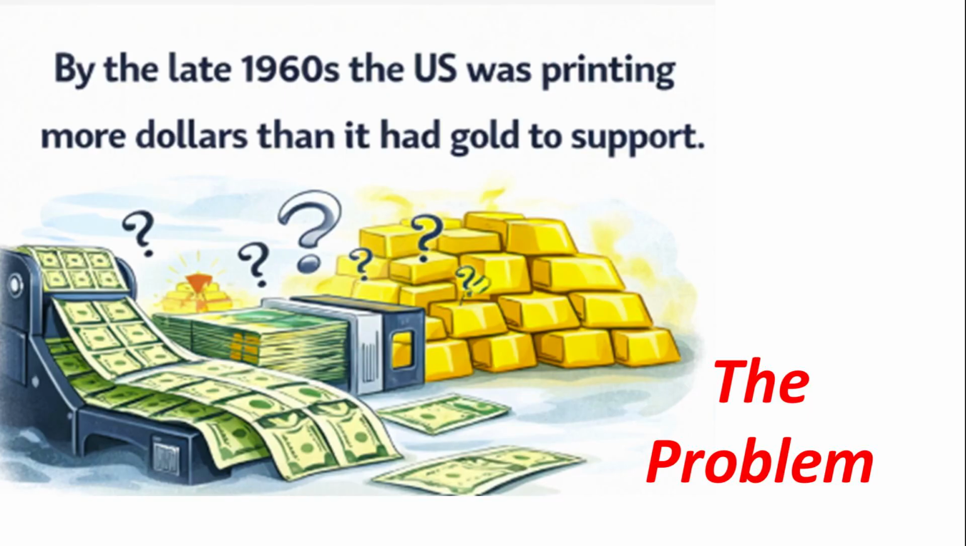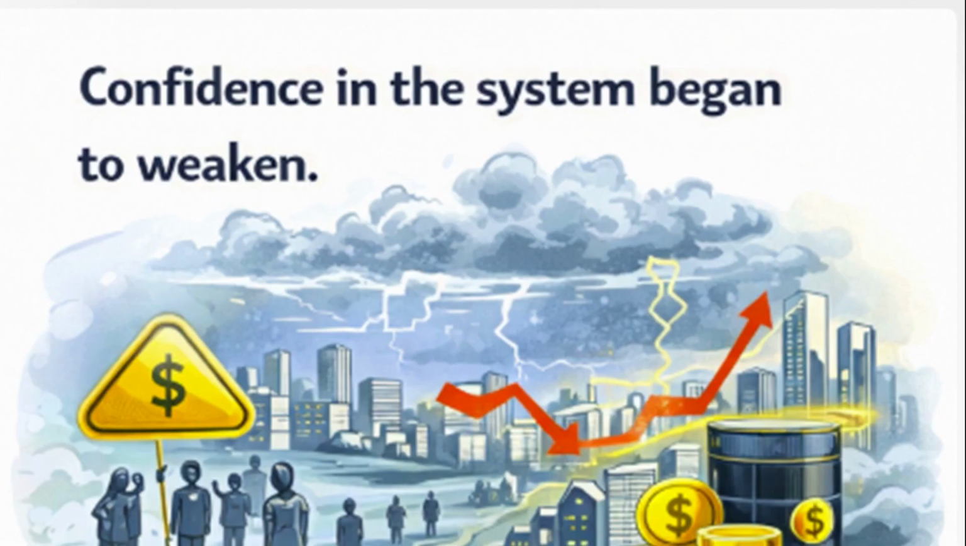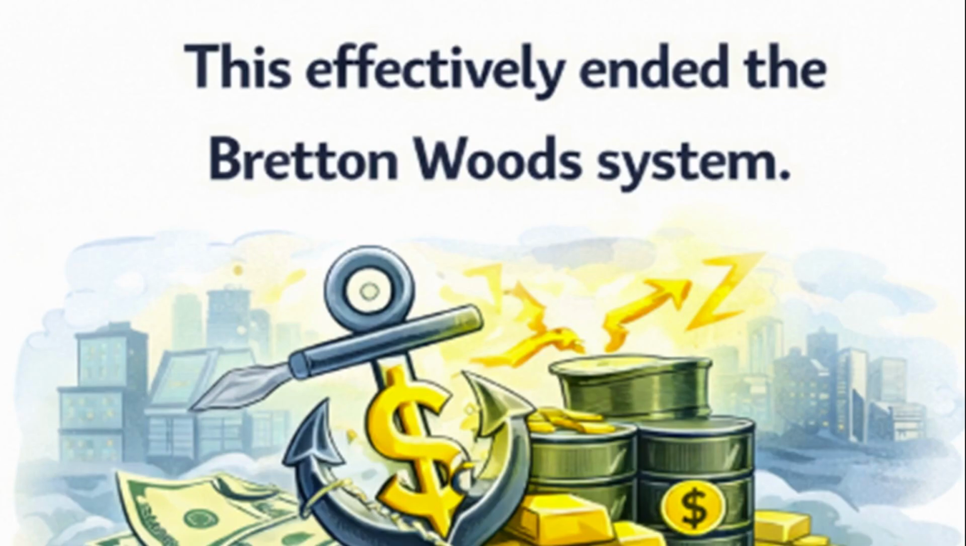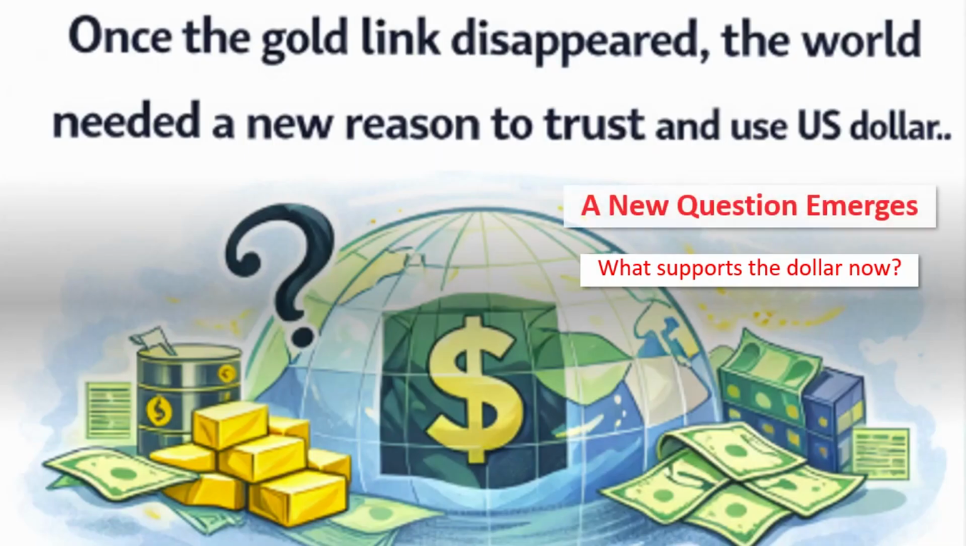By the late 1960s, the US was printing more dollars than it had gold to support. Confidence in the system began to weaken. In 1971, President Richard Nixon ended the convertibility of the dollar into gold. This effectively ended the Bretton Woods system. Once the gold link disappeared, the world needed a new reason to trust and use the US dollar.